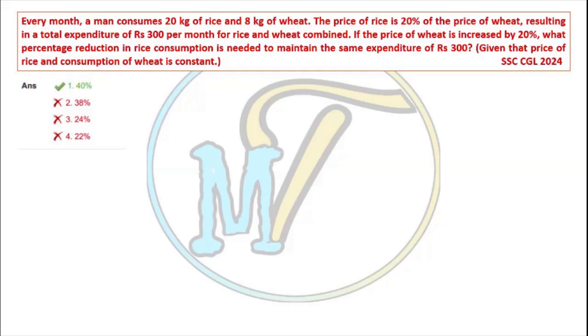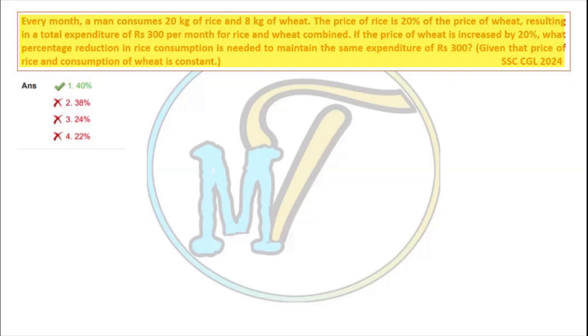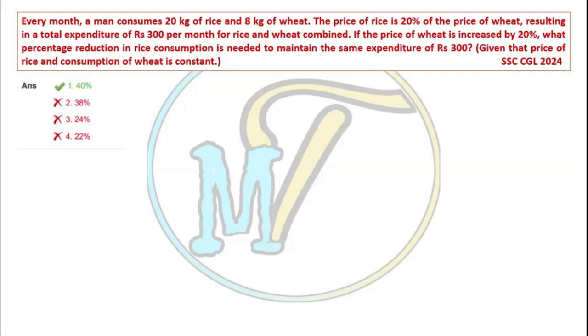Our job is to figure out exactly how much he needs to reduce his rice consumption, in percentage, so he doesn't spend a single rupee over that 300 rupees budget. We are also given that the price of rice and the amount of wheat he eats stays exactly the same. Let's break down the solution step by step, starting with the first slide.